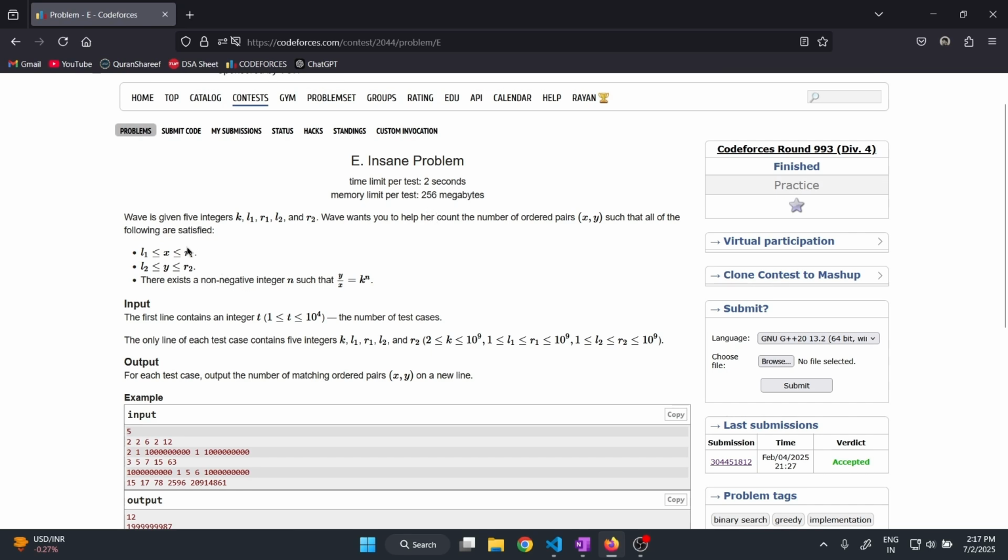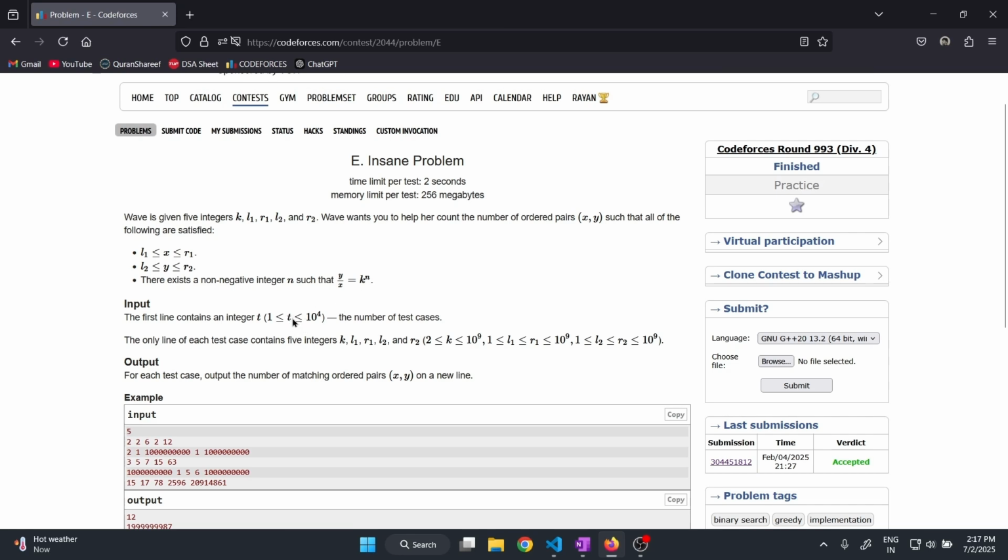Wave is given 5 integers k, L1, R1, L2, R2, and Wave wants you to help her count the number of ordered pairs x, y such that all of the following are satisfied. So x is from L1 to R1, y is from L2 to R2, and there exists a non-negative integer n such that y by x is equal to k to the power n.